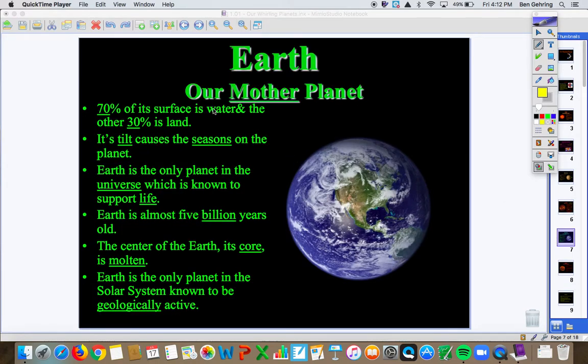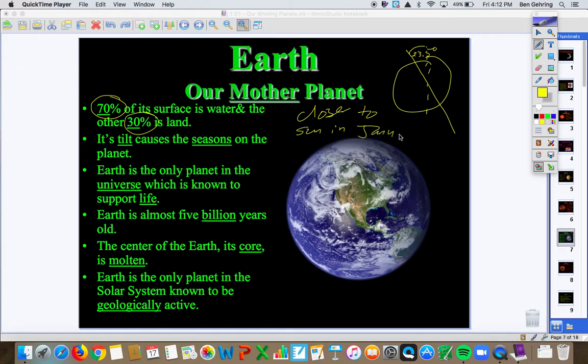Moving on, this is our planet. This is Mother Earth. 70% of our surface is water, 30% is land. If you think about us as humans, we are roughly 66 to 70% water as well, with 30% solid material. The reason we have seasons is because our axis is tilted at 23.5 degrees. This is why we have seasons. It's not because of distance. We are actually closer to the sun in January than we are in July.